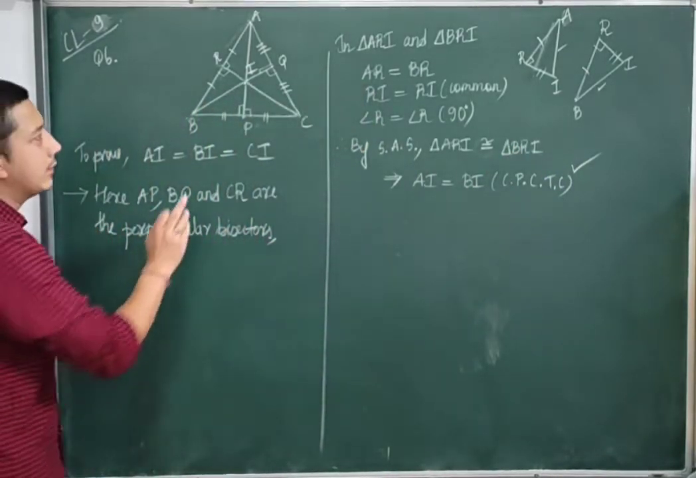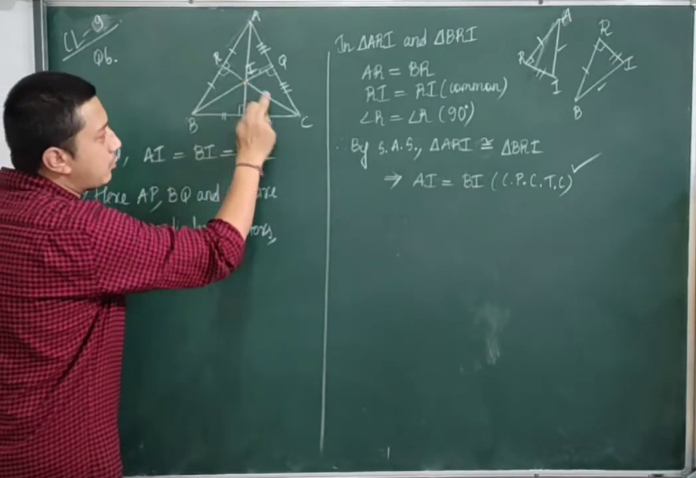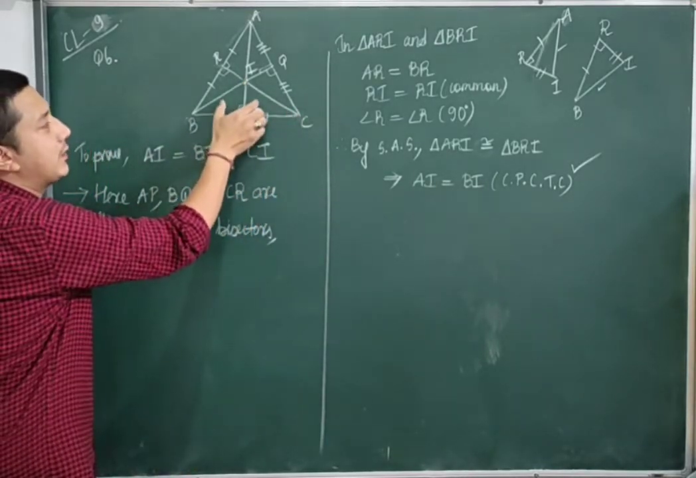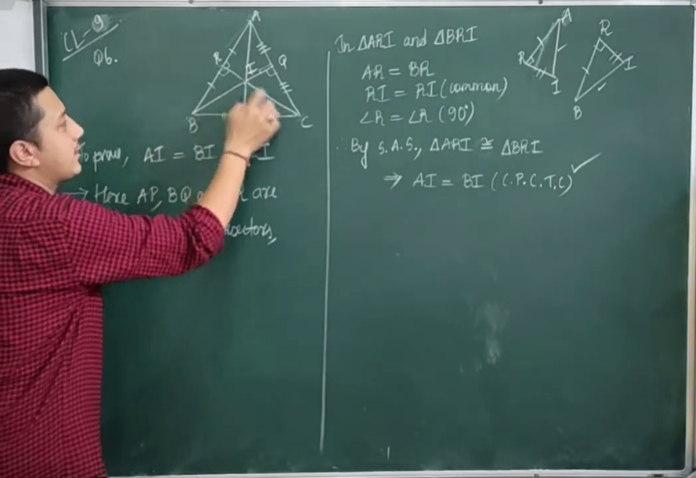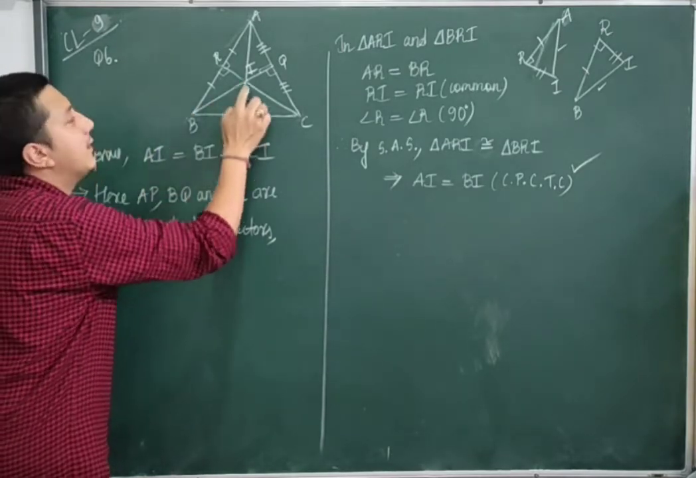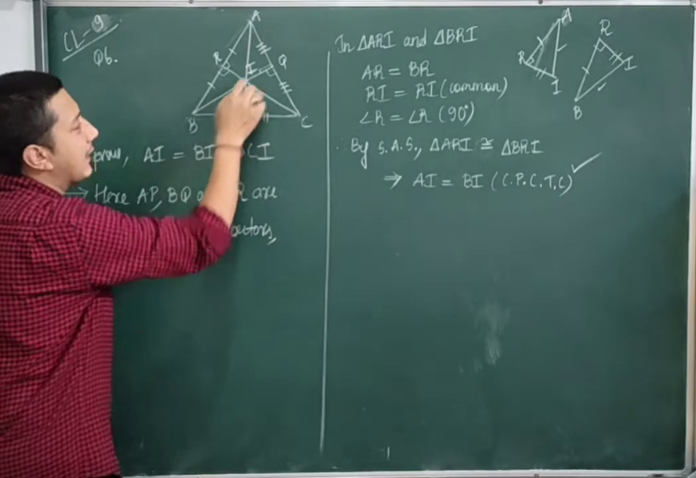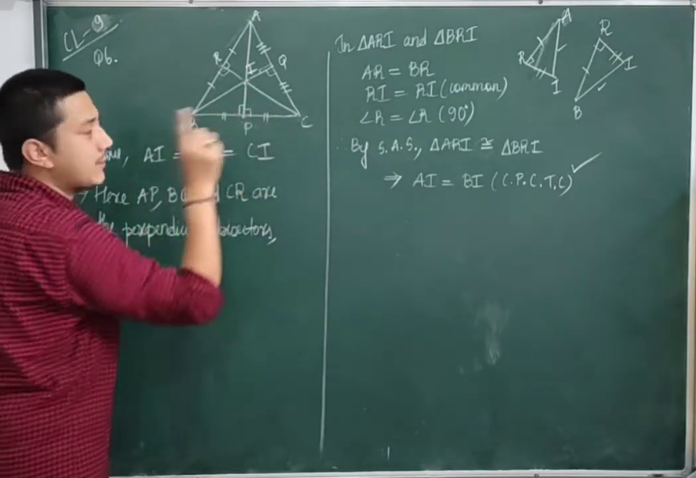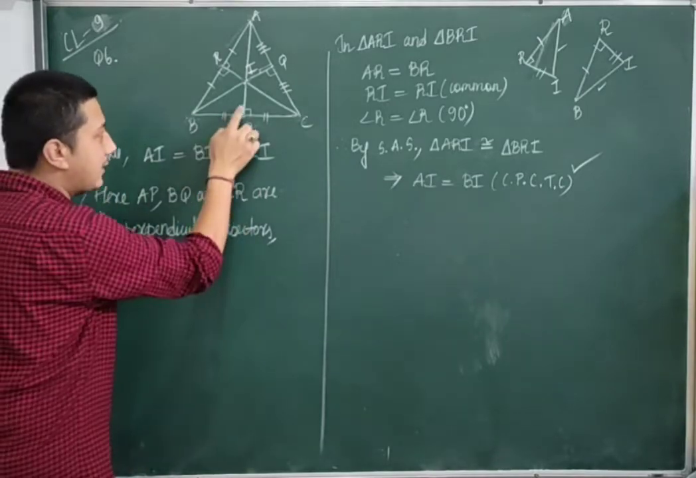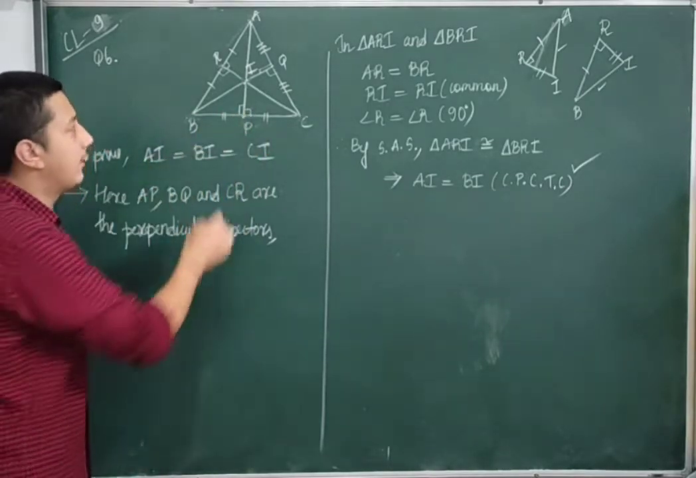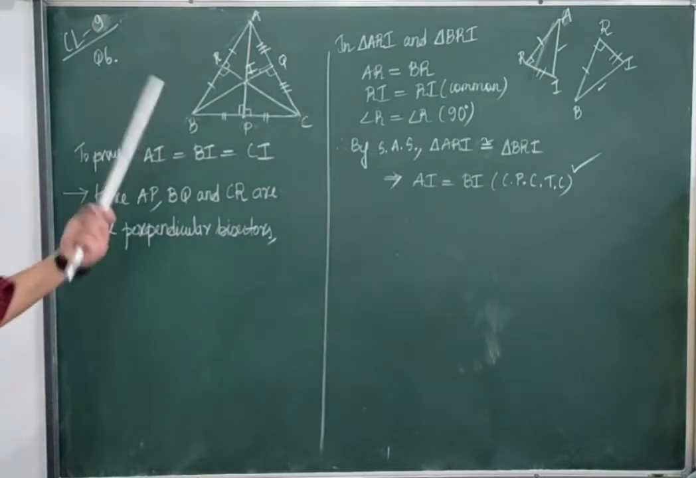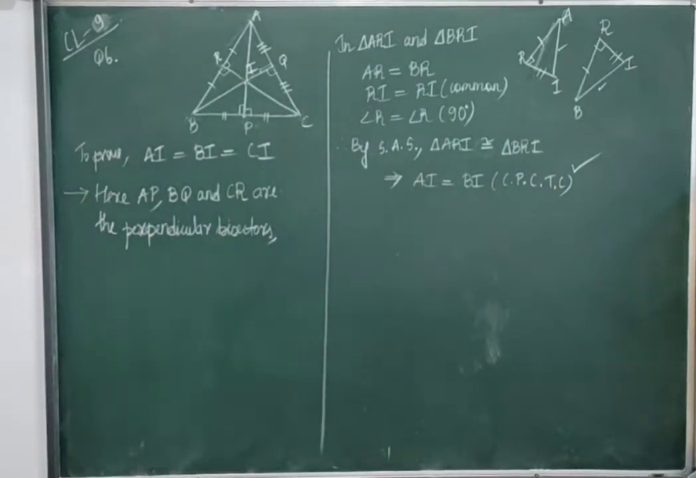Now I need BI equal to CI. For that, what will I do? Again, I'll take these two triangles, BPI and CPI. In BPI and CPI, number one, this is equal to this, 90 degrees. PI is common, so the main job is done. So let's pause the video and note it down.